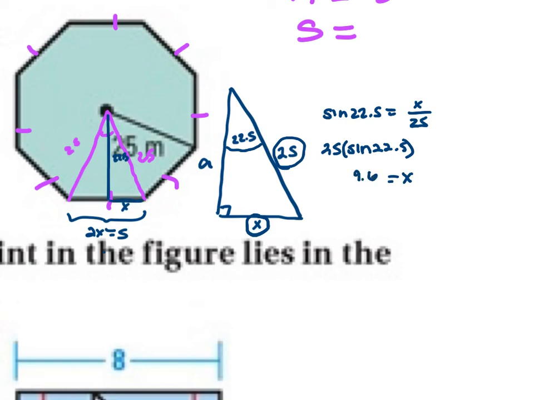Now that's half the side length, so I have to double it, or multiply by 2, to get S. That's 19.13.